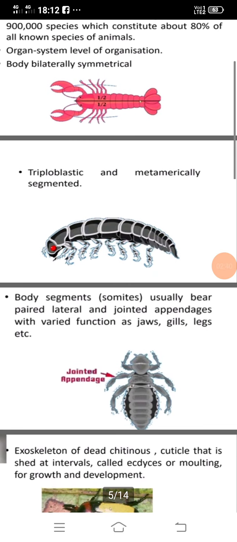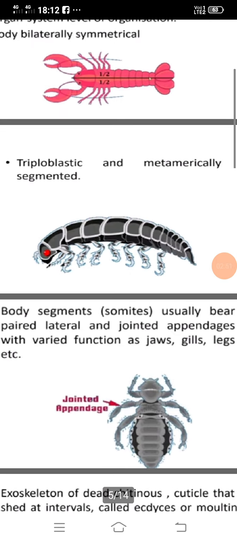Then body is triploblastic, made up of 3 germ layers, and metamerically segmented. You can see in this diagram the segments, they are external as well as internal, dividing the internal organs as well as the external organs also.